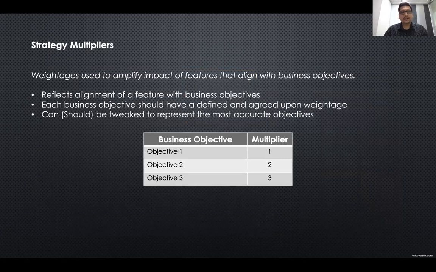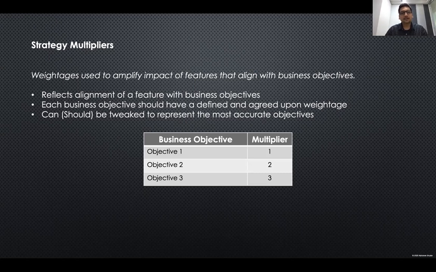Next, we move to the strategy multipliers. Now, we talked about the product strategy and we looked at the business objectives, right? Business objectives are the goals that the company has set for a particular planning cycle: 3 months, 6 months, 1 year. Product managers are the people who are responsible to make sure that you're building products that will make the company achieve these targets, these objectives, right? So it should also reflect in your prioritization framework. And that is what these strategy multipliers do.